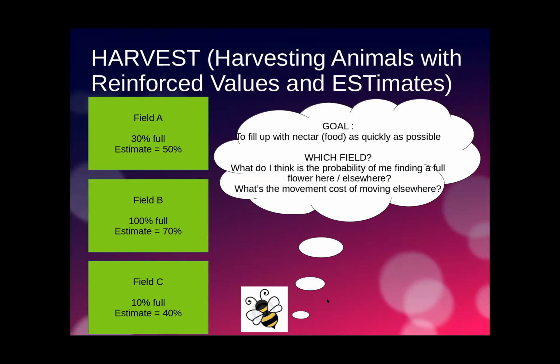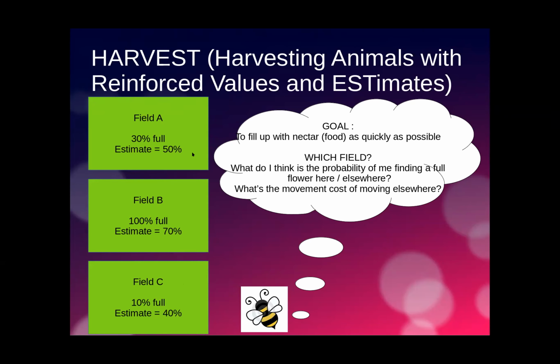Basically, we had individual little artificial bees, and their goal was to fill up with nectar, their food, as quickly as possible, because we know that bees are energy motivated. They have to be consuming food at all times, sound like me, and they very quickly will run out of energy if they're not consuming food. So they need to minimize their energy expenditure but maximize their gain from food. So we had bees with this goal as individual agents, and then they would be presented with a choice of fields within the environment.